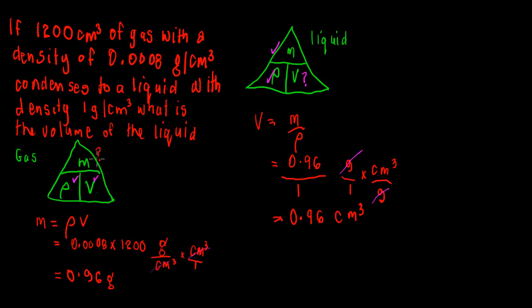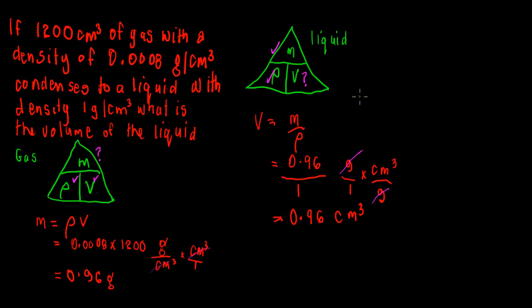We'll find out its mass. Put your finger on the mass, and you can see that that's equal to the density times the volume, which in this case is 0.008 times 1200. We've got grams per centimetre cubed with the density, and centimetre cubed with the volume. So the centimetres cubed cancel out, and we get 0.96 grams. So that's the mass of the gas, which is in grams, so that's what we'd expect. So we know everything about the gas.